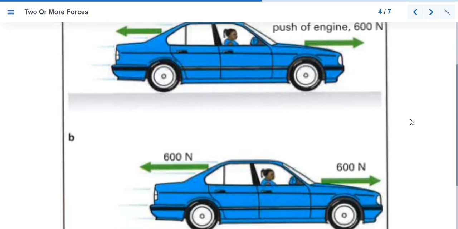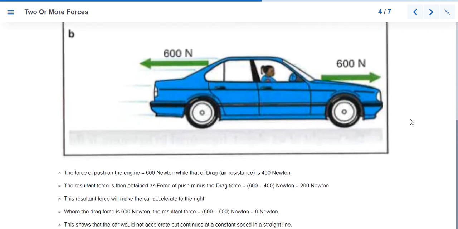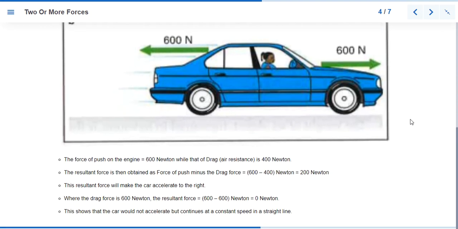Looking at B below, we have the force of the engine, 600 Newton, and the air resistance at the back of the car, also 600 Newton. This has something to teach us. The force of push of the engine is 600 Newton, while that of drag, air resistance, is 400 Newton. From A, that shows that the resultant force is obtained as force of push minus the drag force, which is 600 minus 400, all in Newton, gives us 200 Newton.